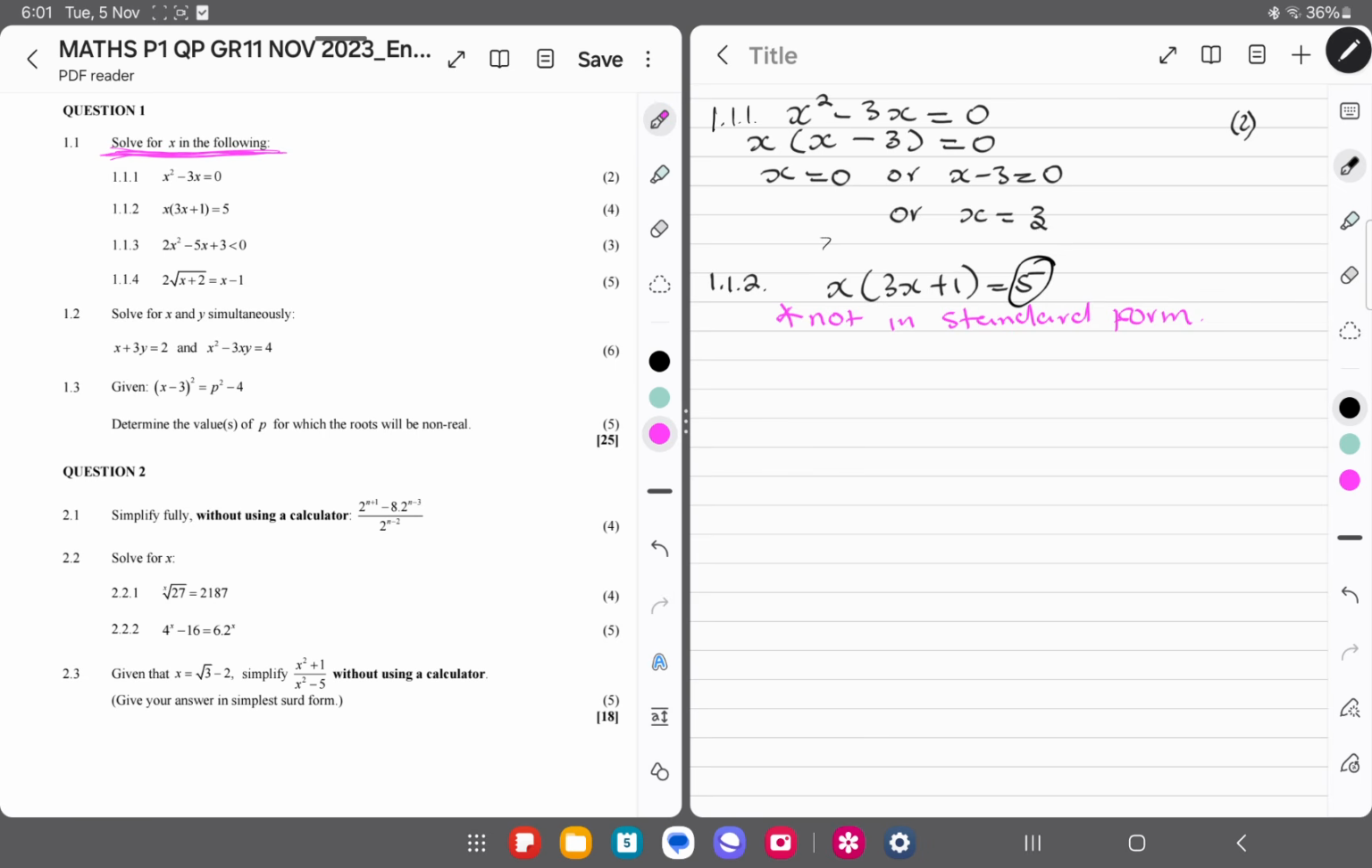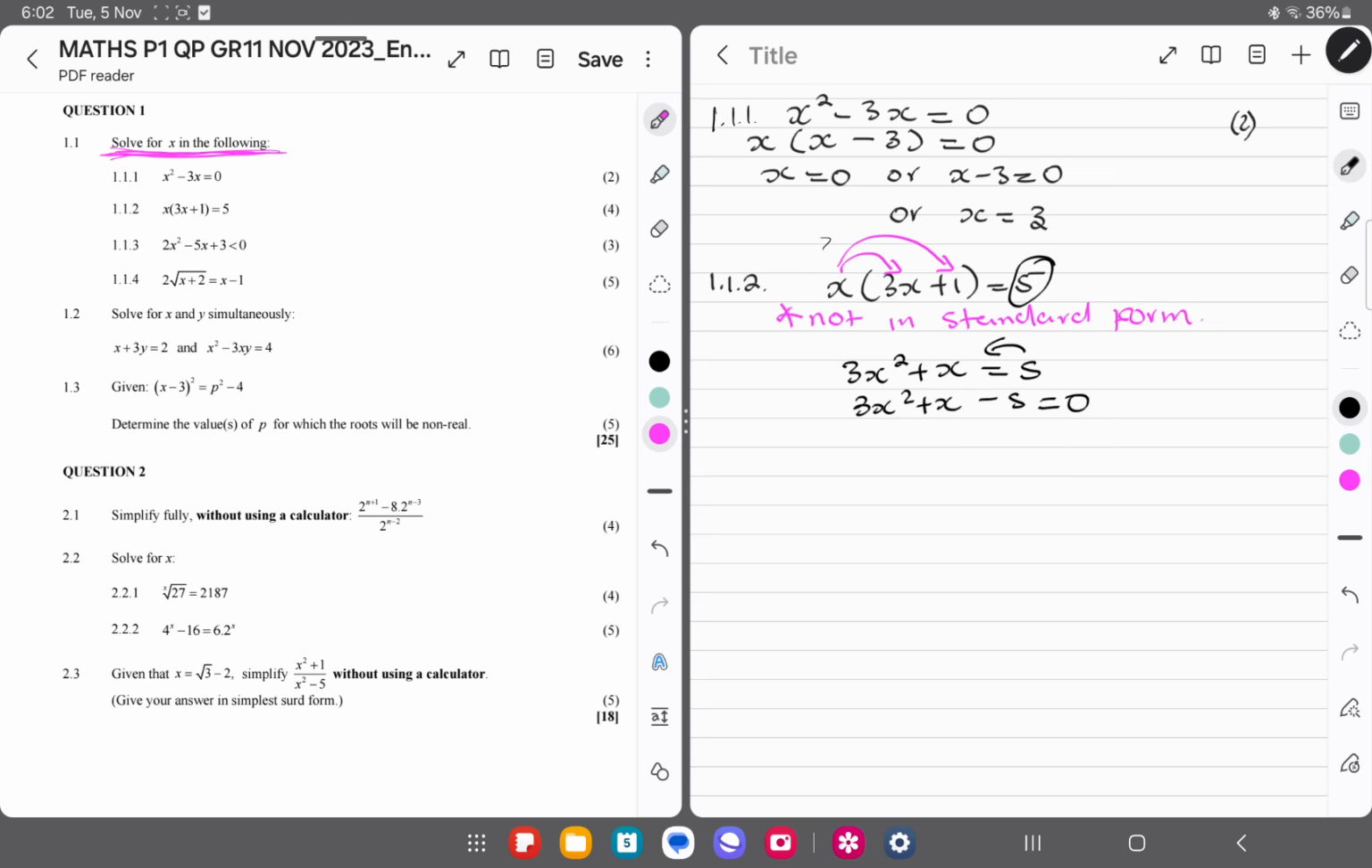We need to put this equation in a standard form. So I have to distribute this x here and also there. Are we clear? Now I'm going to have 3x squared plus x equals to 5. Then this is 3x squared plus x. Take the 5 this side. It's negative 5 equals to 0.